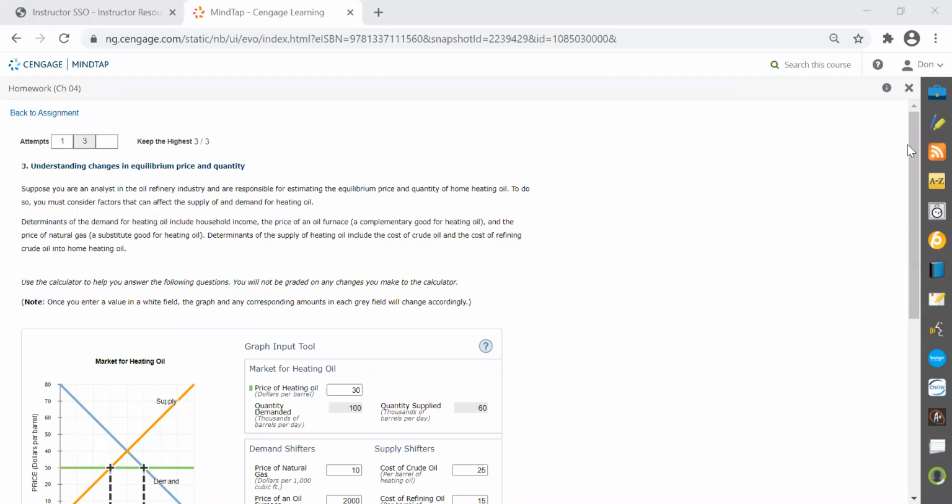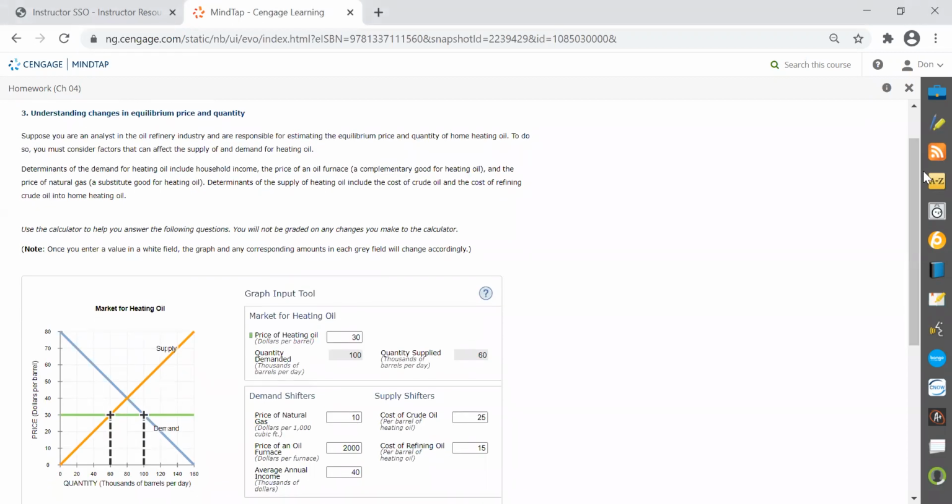Hey everyone, I wanted to take a few moments and go over a couple of questions from the homework on chapters 4 and 5. I try to pick out a couple of difficult ones just to help you through some more complex problems. And this is a good one right here. It's number 3 on chapter 4, and it talks about understanding the changes in equilibrium price and quantity.